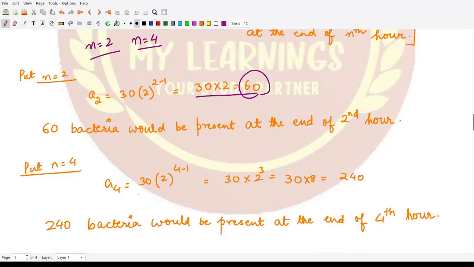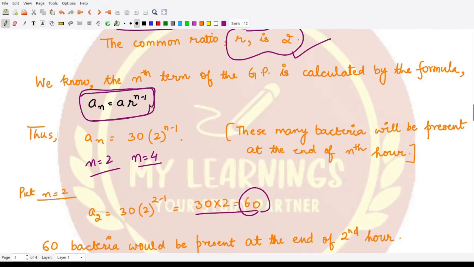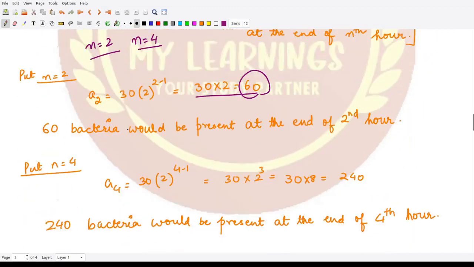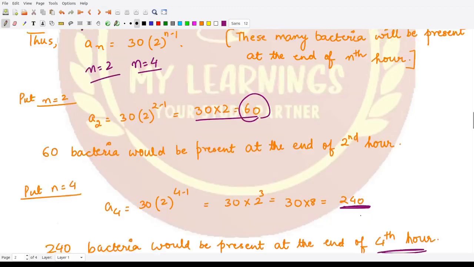Similarly, when you put n is equal to 4 into this expression, you would have A4 is equal to A into R to the power 4 minus 1, which is 3, right? So 2 raised to power 3, which is 8. So 30 into 8 is 240. So 240 bacteria would be present at the end of fourth hour, right? So I hope you understood this question.